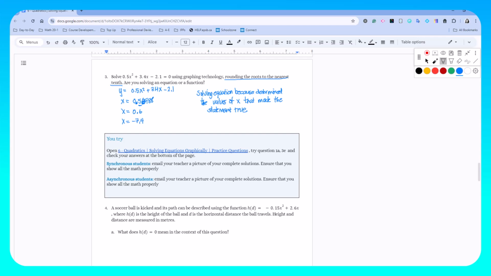So I want you to try a few things. I want you to go ahead and head on over to solving equations graphically. That is the practice questions. I want you to try questions 1A and 3A. And because you're an asynchronous student, or maybe you're a synchronous student working from home today because you're not feeling so great, go ahead and do them, check your solutions, and then show the work and send it to your teacher in an email.